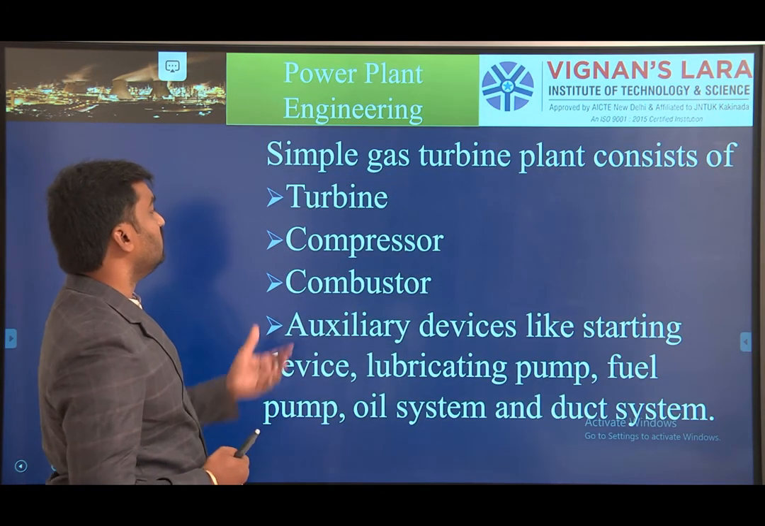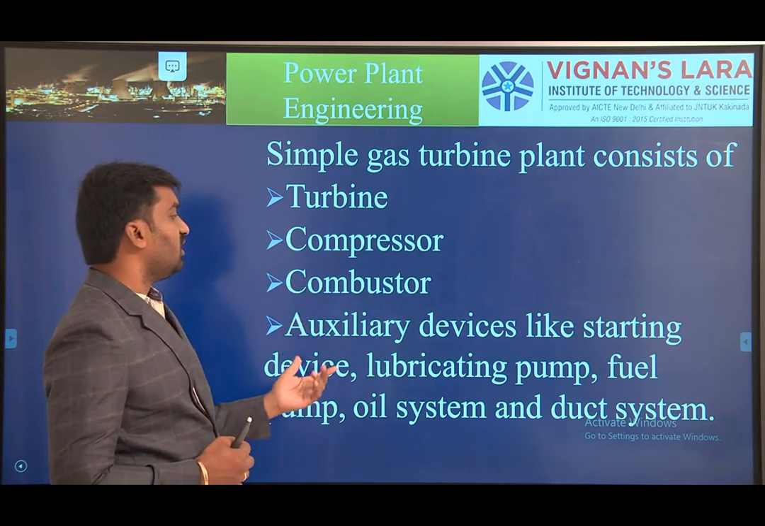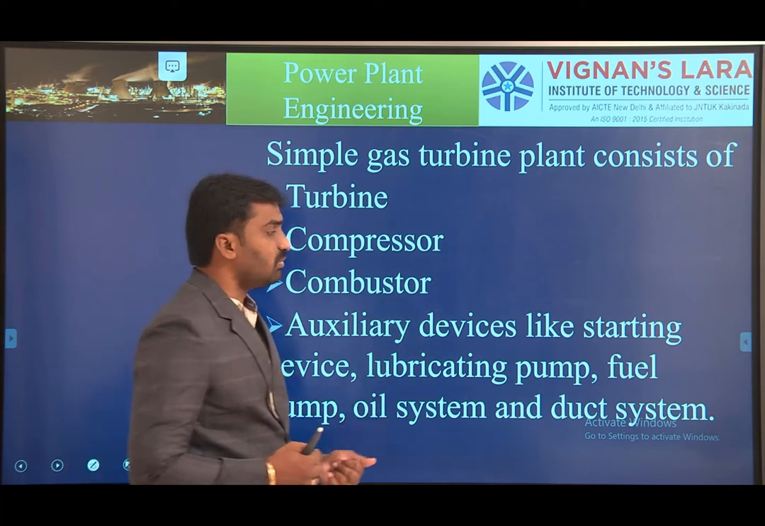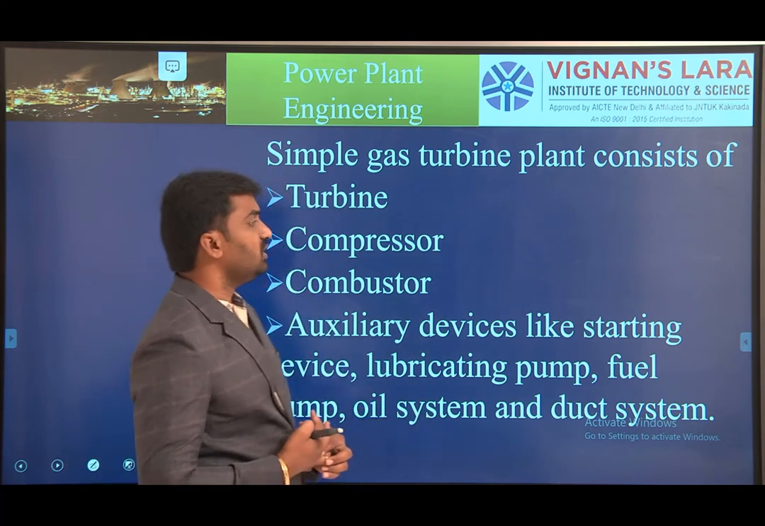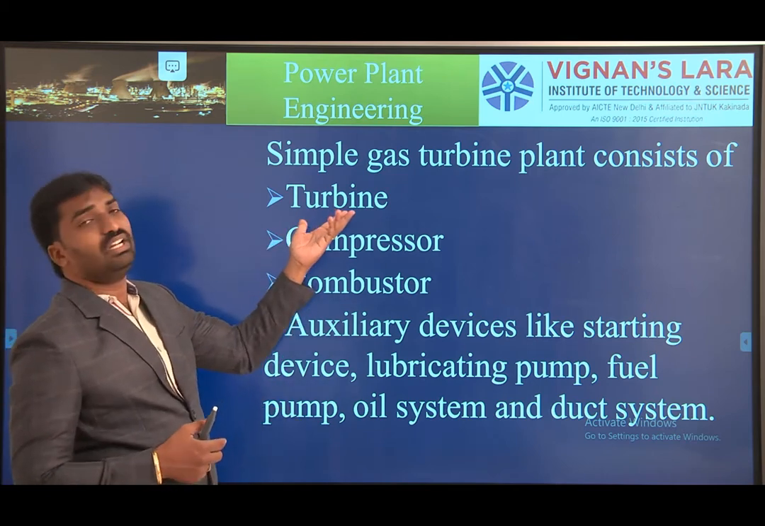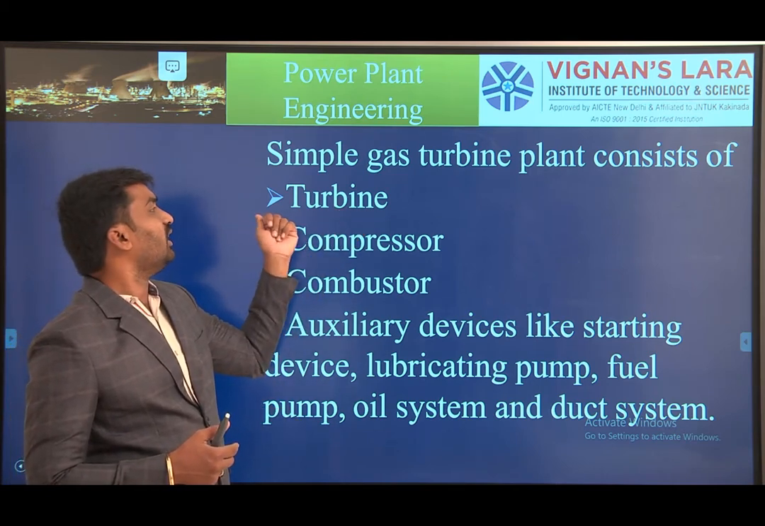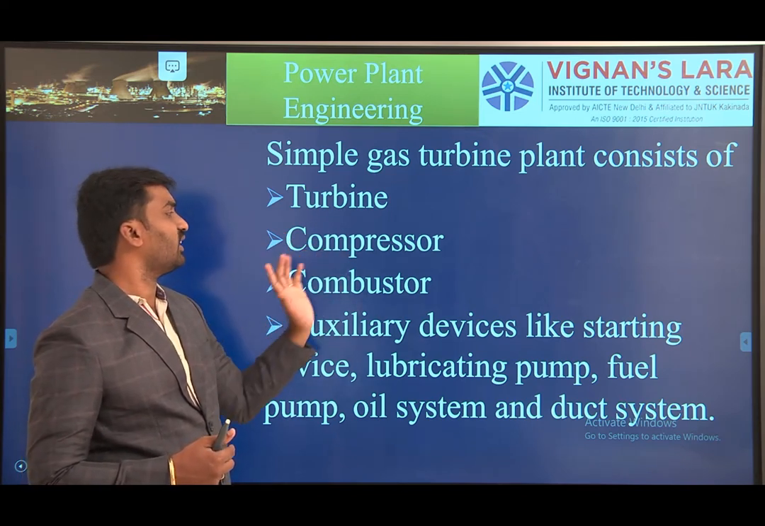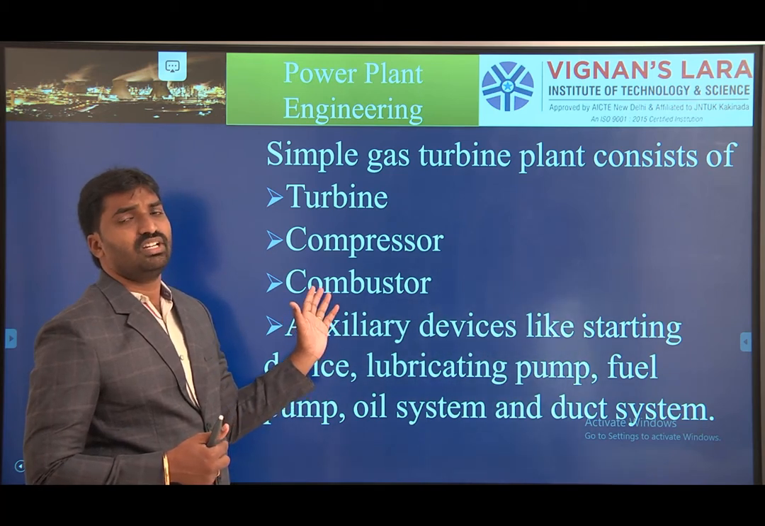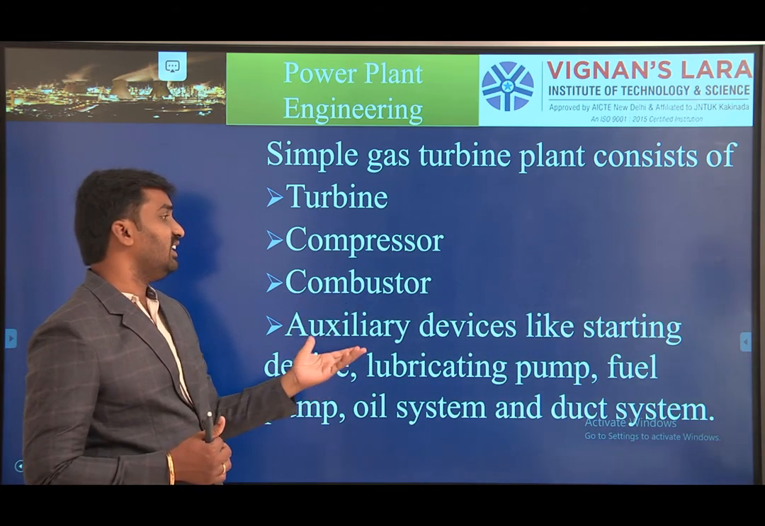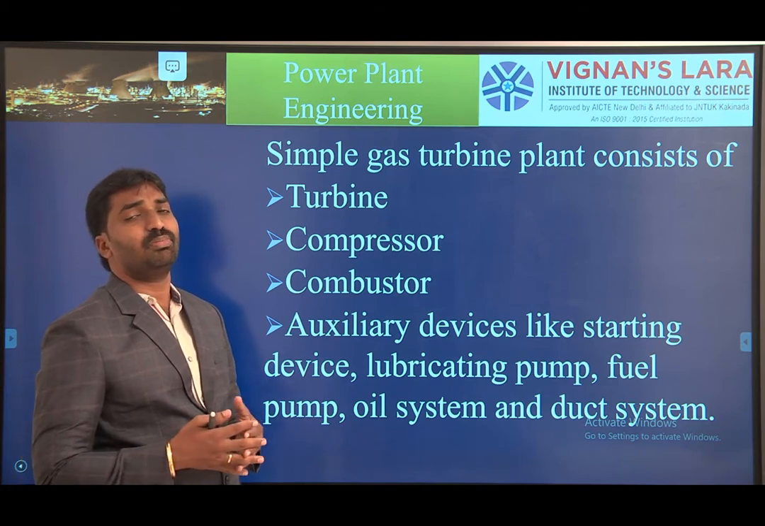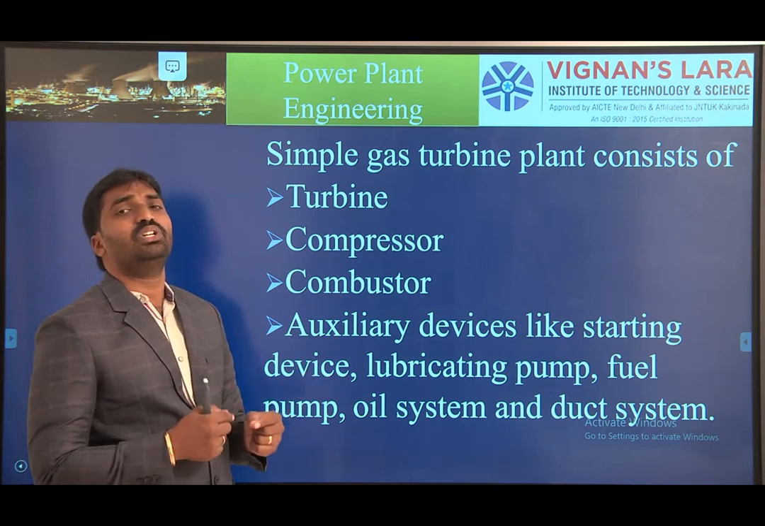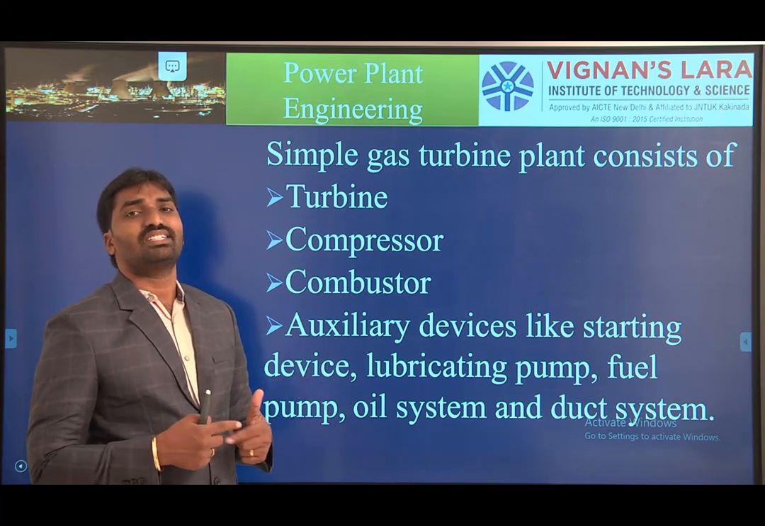What are the components here? Turbine, compressor, combustor, and the auxiliary devices like starting device, lubricating pump, fuel pump, oil system, and the duct system. Okay. So these are the main components. The turbine is a device which converts the kinetic energy to mechanical energy. The compressor is a device used to raise the pressure and temperature of the gas. And the combustor is the chamber where the combustion takes place. Auxiliary devices means additional equipment utilized for the gas turbine power plant.